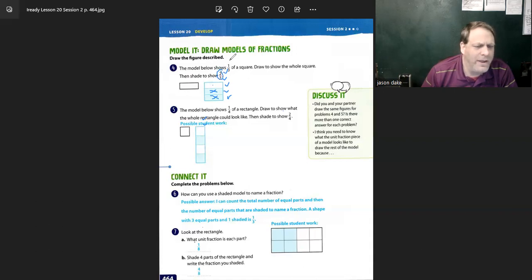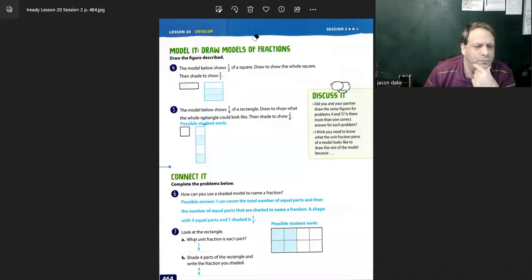Now let's go back and look at this. The model below shows 1/3. What does that mean, 1/3? Well, they're taking 1 out of the 3, and they brought it out to the side. So they're taking out really 1/3, 1 out of the 3. See, I just put a fraction bar there. That's what that means.